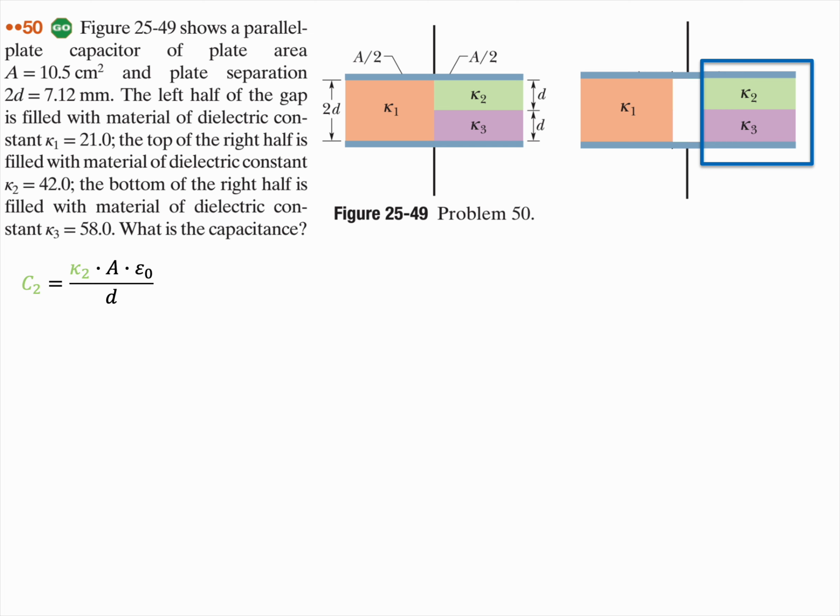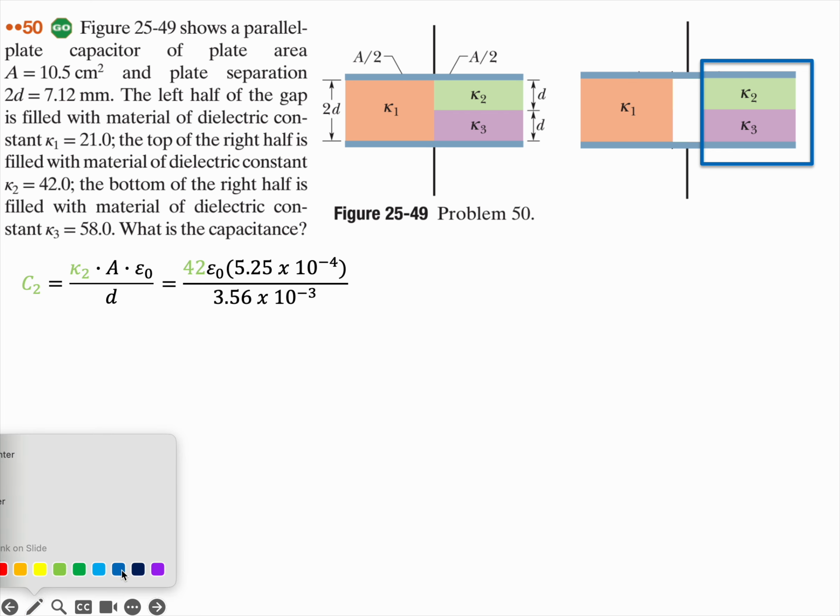So let's work with K2. The capacitance of that top portion of the right side is going to be K2 times the area times epsilon naught over d. Plugging in our numbers, the area in this case is going to be half of the total area. Since the total area is 10.5, we're dealing with just half of that area, and so it's going to be this.